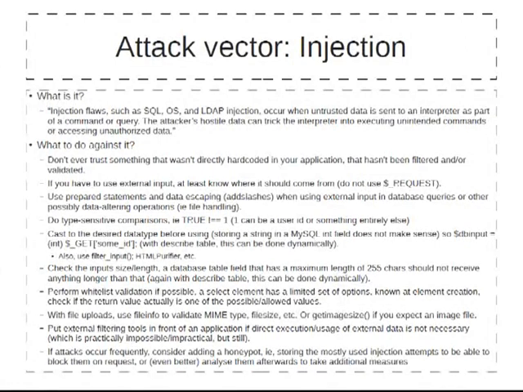Injection. What is that? OWASP always has a definition part, which I simply copied because they're really informative. Basically, it states that injection occurs when untrusted data is sent to an interpreter as part of a command or query. The attacker's hostile data can trick the interpreter into executing unintended commands or accessing unauthorized data.